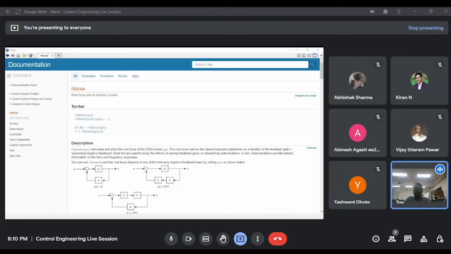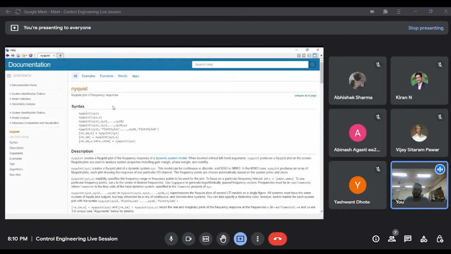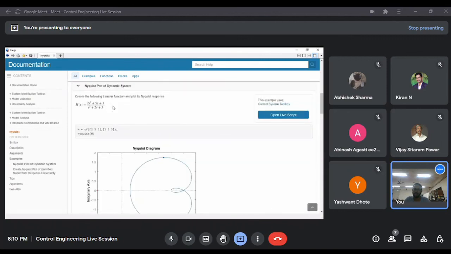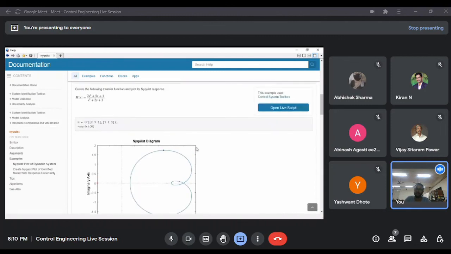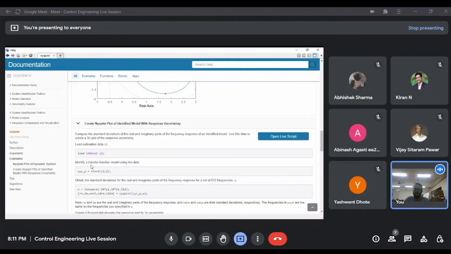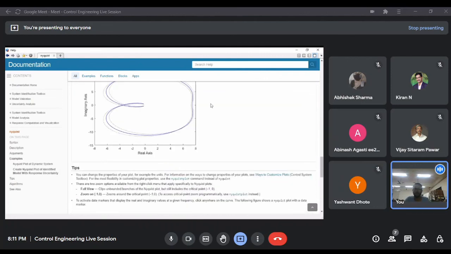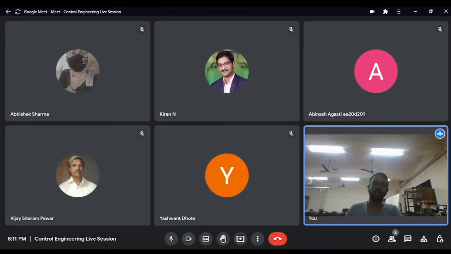So you can similarly, okay, let's take this Nyquist. So again, you see, given a transfer function, you can plot a Nyquist diagram. Then you can also get other values from the Nyquist diagram and stuff like that. So you can explore around with the documentation and play around with MATLAB. Then when we get around to a session where we discuss MATLAB, we can go in more details.